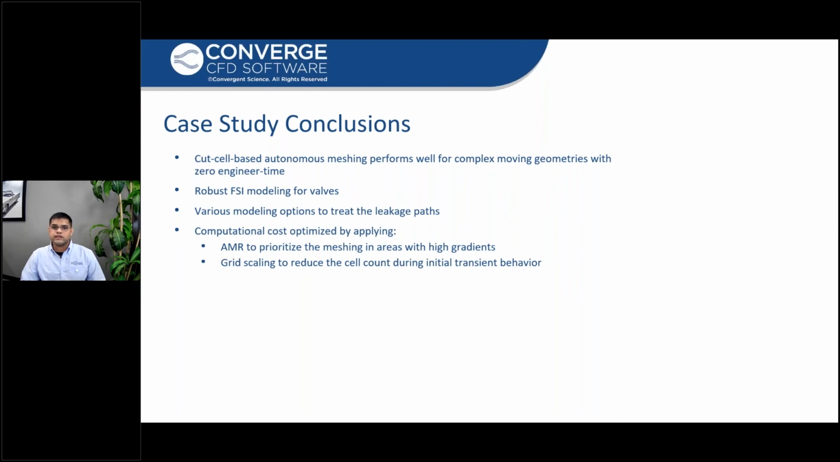And then we were also able to optimize the computational cost by deploying two different tools. First is AMR to prioritize meshing in areas with high gradient, and second is grid scaling. With this you can reduce the cell count during the initial transient behavior so that you can flush out the initial transients on a relatively coarser grid, and then once the simulation starts reaching steady state, you can refine your grid or scale down your grid to a finer size.